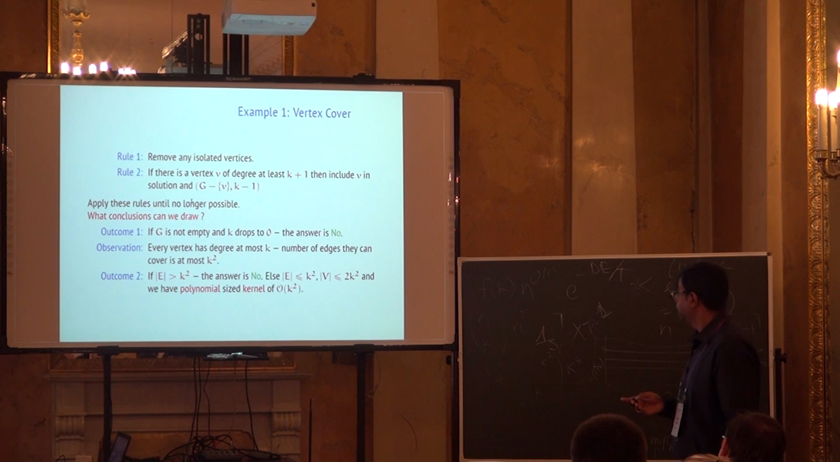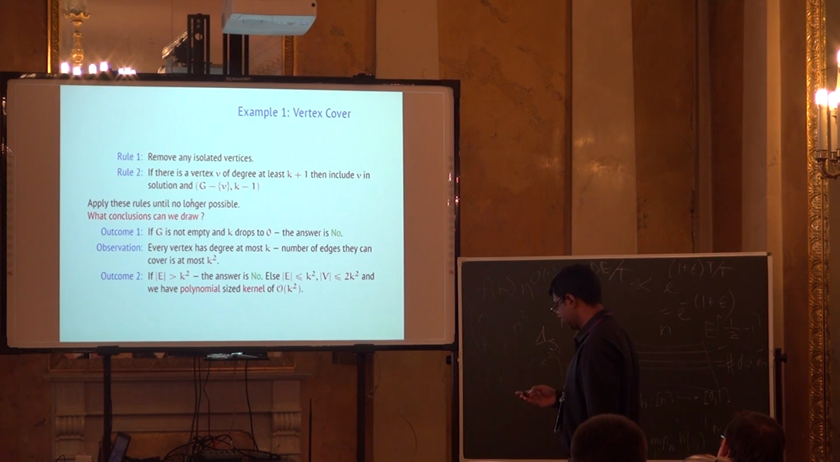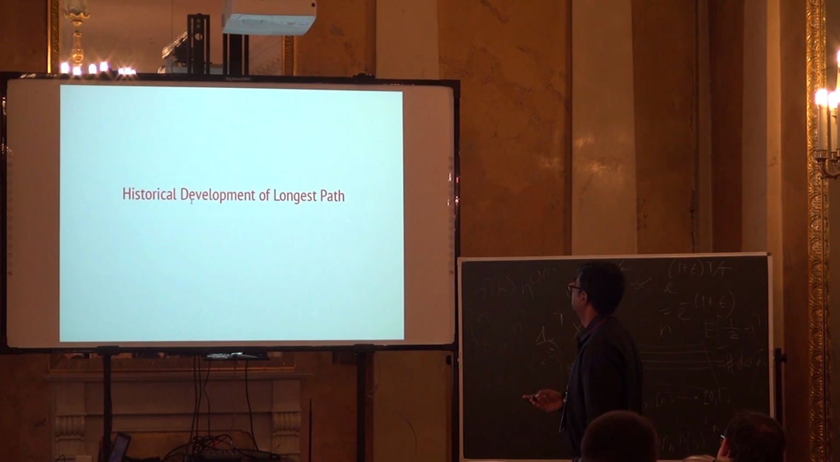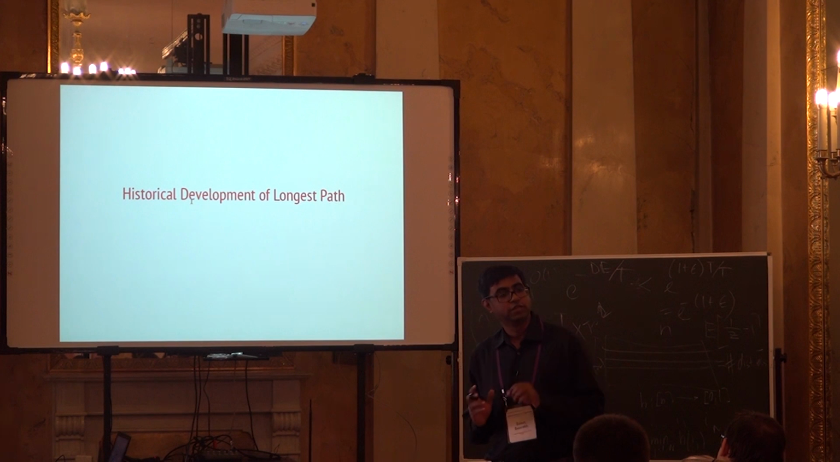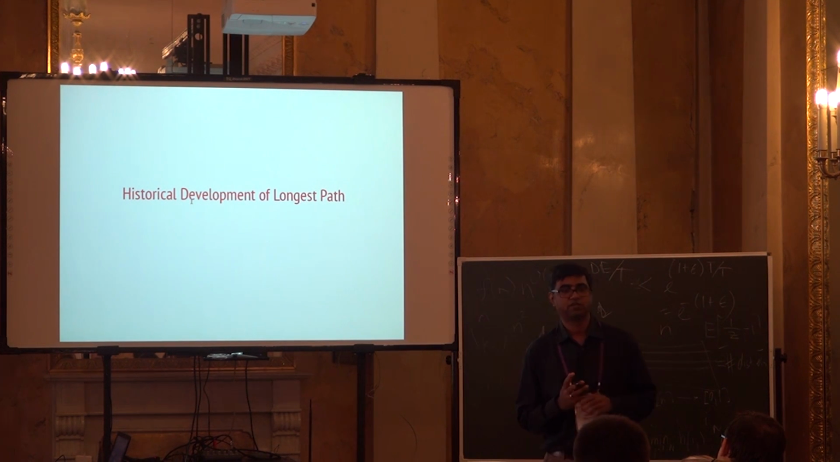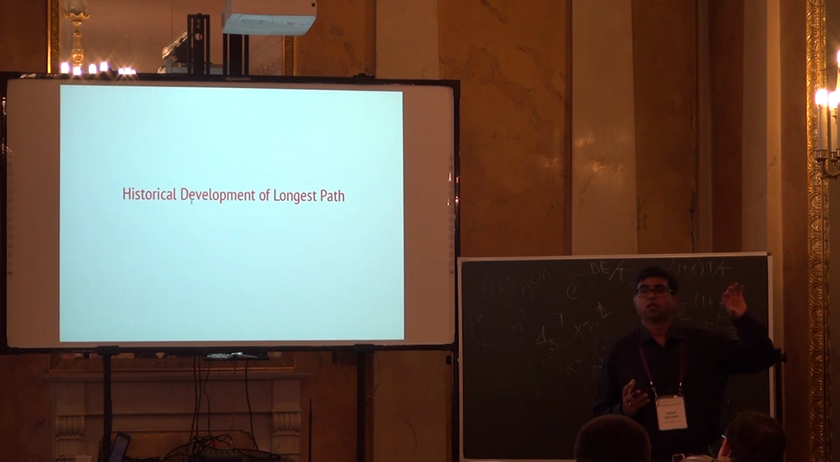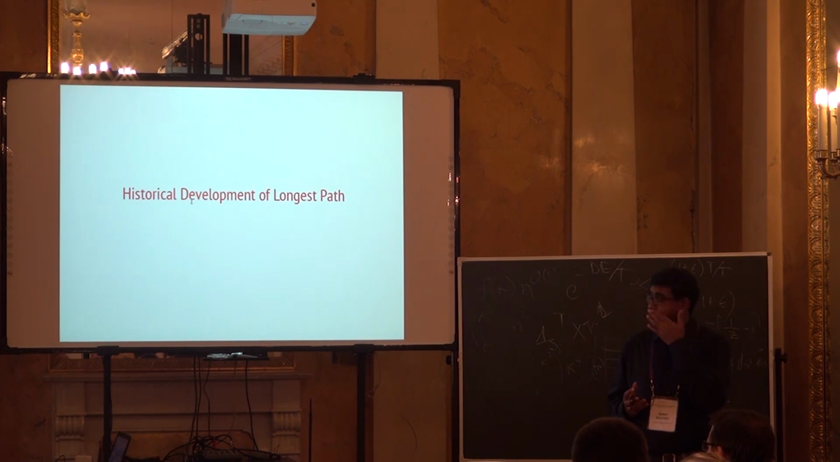Okay. So that brings me to the historical development of longest path. I have defined 2 things up until now. What do we mean by fixed parameter tractable algorithms? What kind of algorithms are called fixed parameter tractable algorithms? And what does polynomial time preprocessing mean? Now, let me tell you how longest path came.